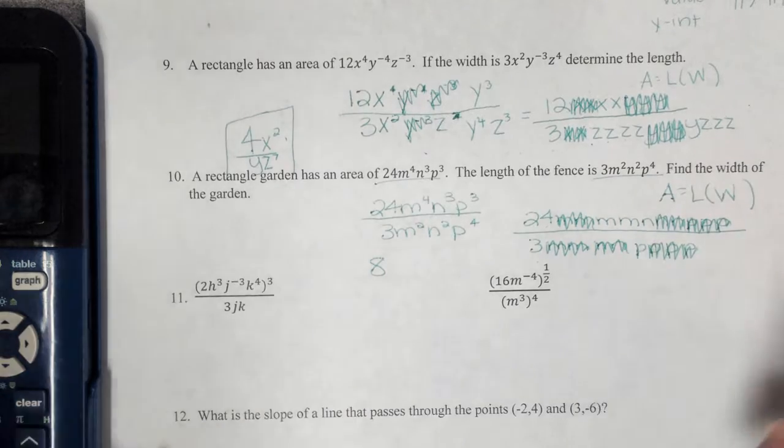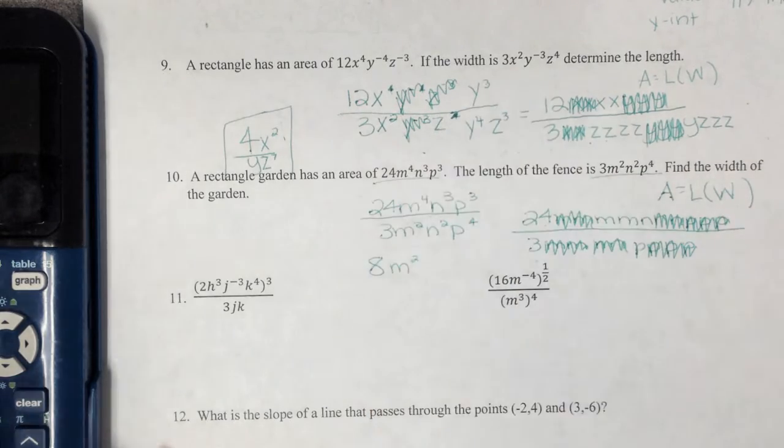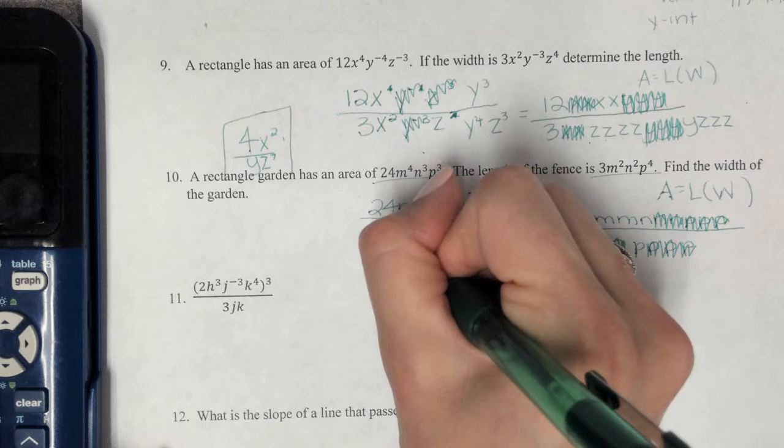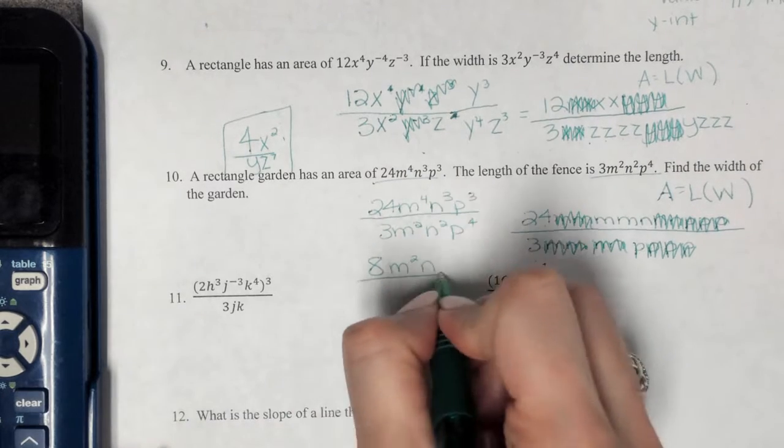On top, we have 2 m's, so m squared, and an n. On the bottom, we have a p.